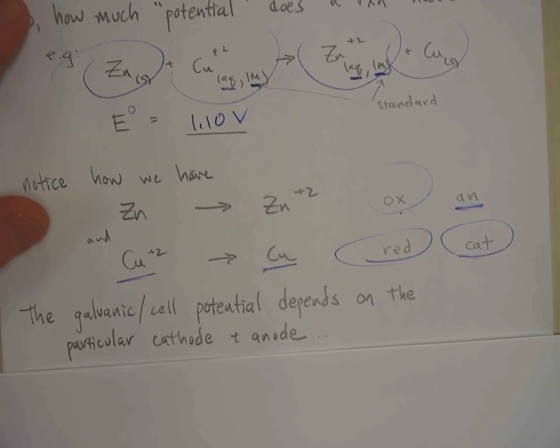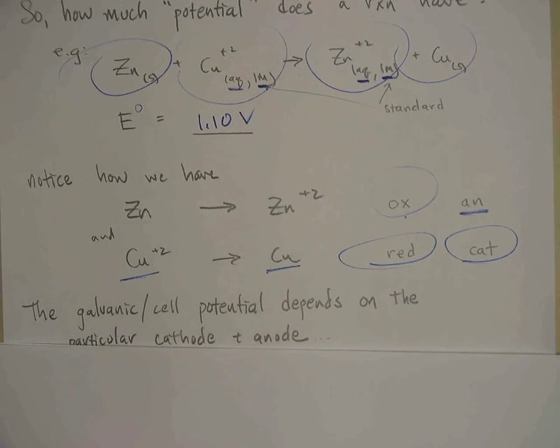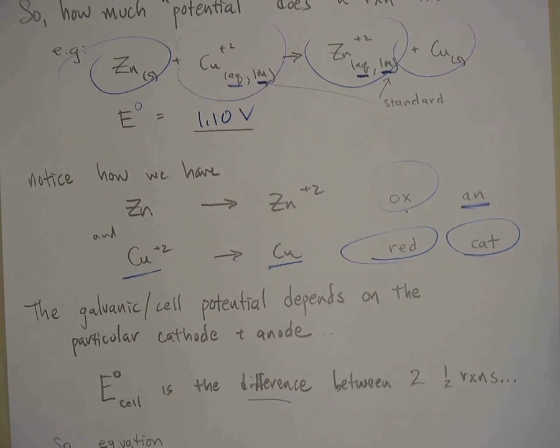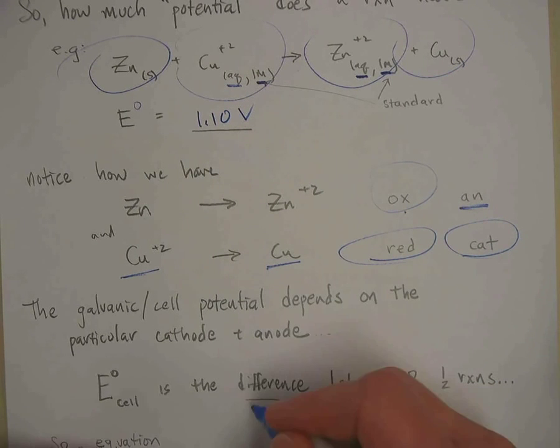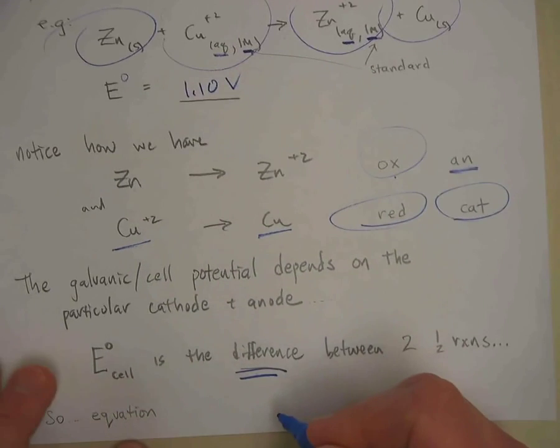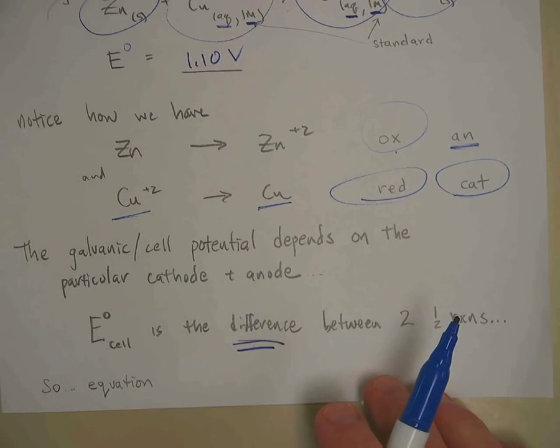The cell potential of the galvanic cell depends on the particular anode and cathode of the reaction. And in this case, we have zinc as the anode and copper as the cathode. The E cell, or the EMF, or the voltage, or the potential difference, remember all those words mean the same thing, of this particular reaction is the difference between the 2 half reactions. Now, in mathematics, what does the word difference mean? The difference means subtraction, right? So there's an equation that helps us find this.